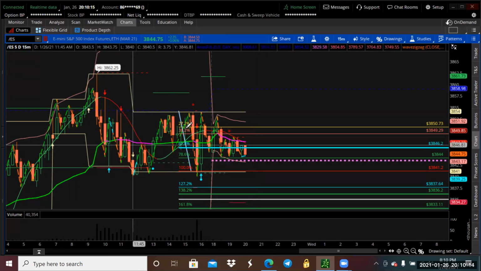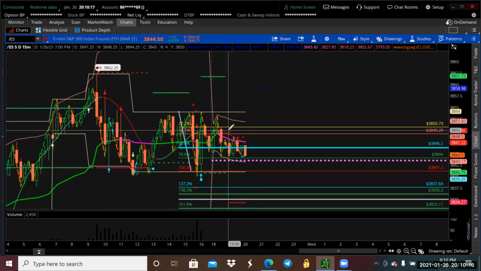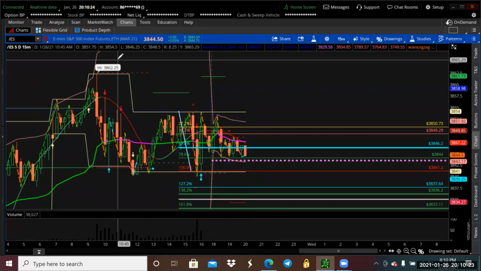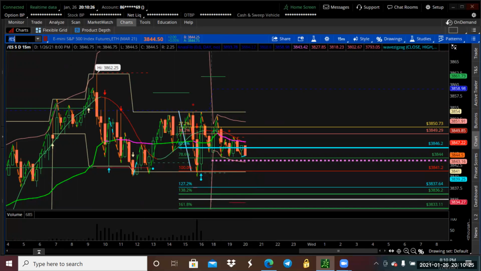But this is actually in sideways. It's making undecided movement, but the trending is kind of down. We just need to break this low at 41 so we can go below that level.